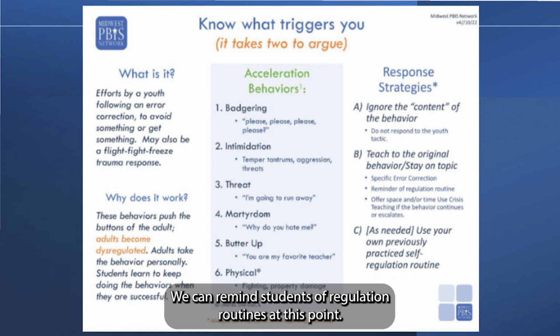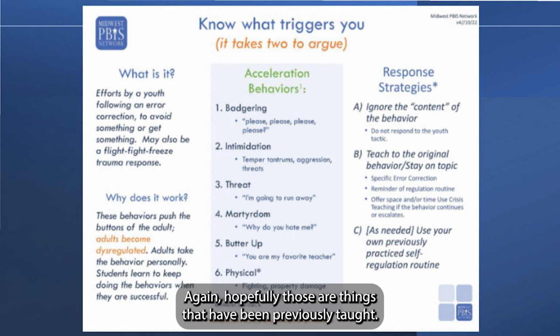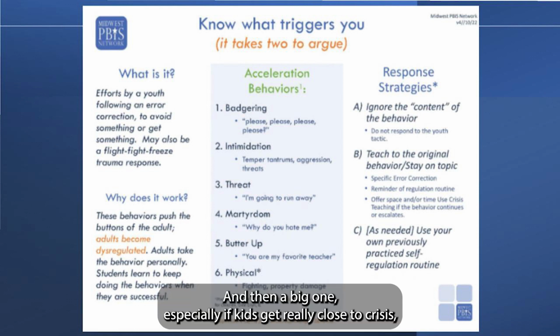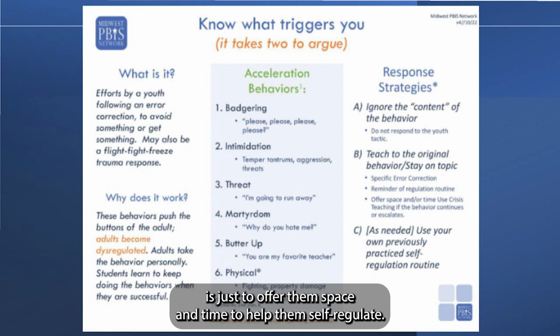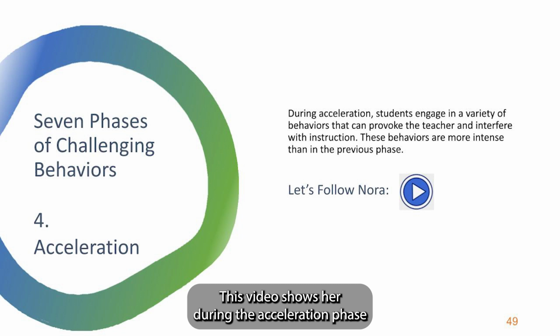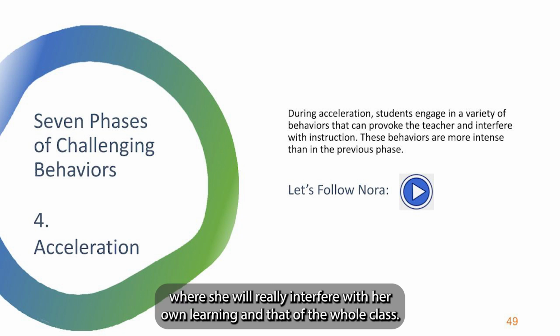We can remind students of regulation routines at this point. Again, hopefully those are things that have been previously taught. And then a big one, especially if kids get really close to crisis, is just to offer them space and time to help them self-regulate. Here's Nora once again. This video shows her during the acceleration phase, where she will really interfere with her own learning and that of the whole class.